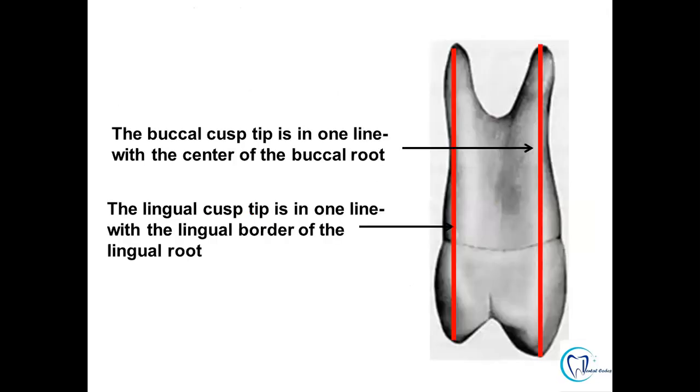When you see the cuspal tips from the mesial view, the buccal cusp is in one line with the center of the buccal root, as you can appreciate from the markings. However, the lingual cusp is in one line with the lingual border. So one is in the center, and one is in line with the lingual border of the lingual root.